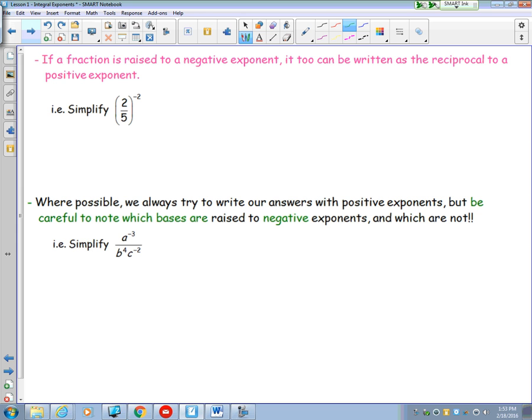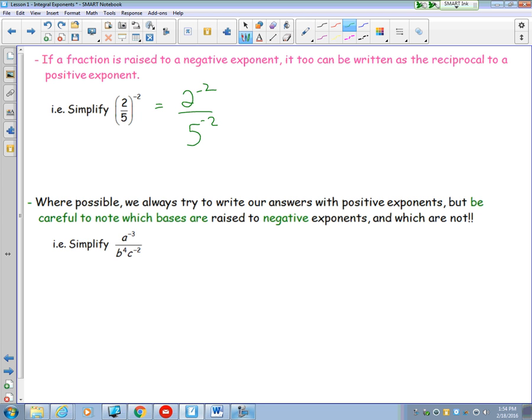Fractions. We can have fractions. Now, all the ones we did so far had the number 1, which I suppose is a fraction, but it's not a very complicated fraction. If we have fractions that involve more than the number 1, we can raise those to negative exponents too. And we do that by writing the reciprocal to a positive exponent. Reciprocal means write it upside down, like we've been flipping things over. So if I get 2 over 5 to the negative 2, that's like saying 2 to the negative 2 and 5 to the negative 2, right?